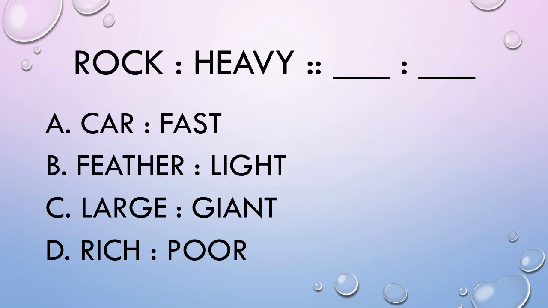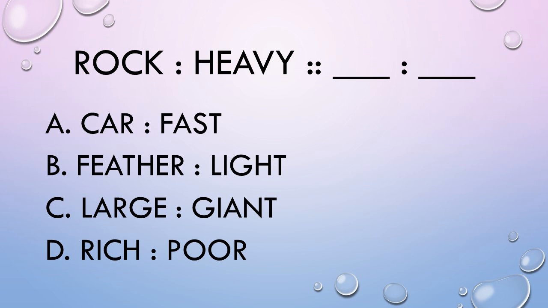Second, rock and heavy. Heavy is an adjective or a describing word for the word rock. Let us look into the choices. Letter A, car, fast. Fast is a possible adjective for the word car. Letter B. Feather, light. Light is a possible describing word for feather.